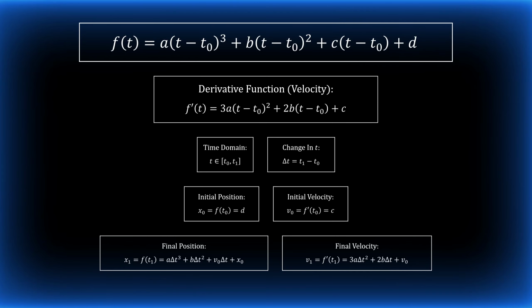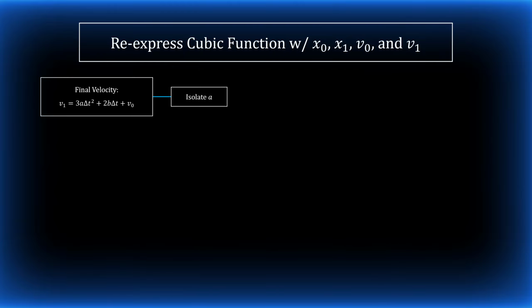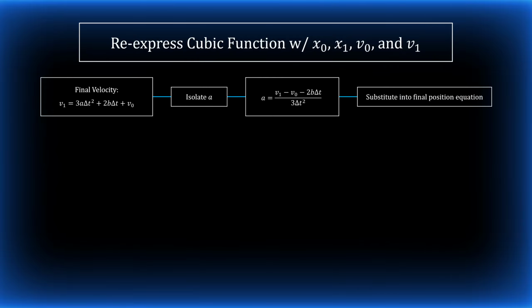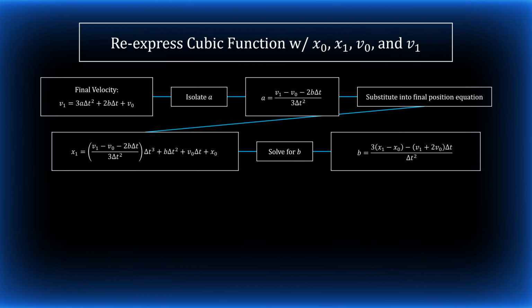All right, I'll quickly run you through the math here. We're going to re-express that function only in terms of the boundary conditions. We already know what C and D are. We've got to get A and B. So we're going to use our final velocity equation here, isolate A, that gives us that, and then substitute that into the final position equation. That's going to give us that. And then if we solve it for B, there we go. We've got B now in terms of the boundary conditions.